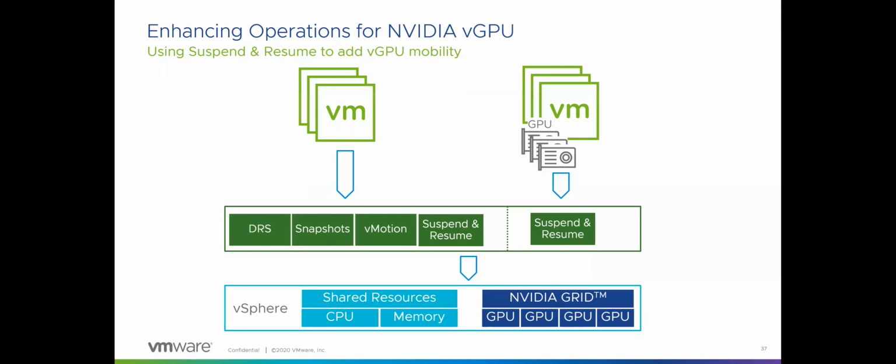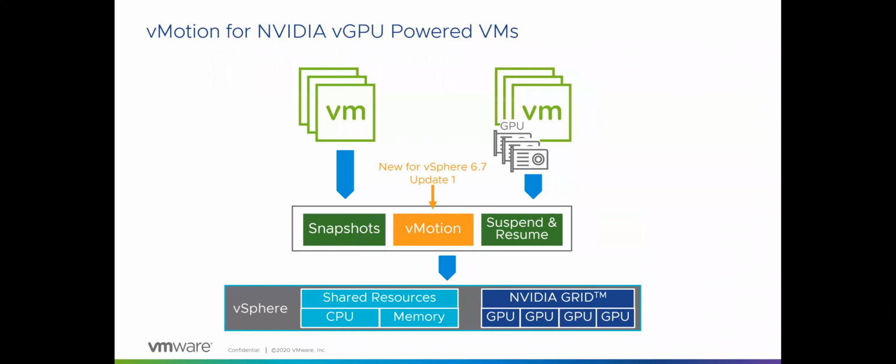One of the great things about Nvidia vGPU is that we already have some portability support, right? So in 6.7, we already supported suspend and resume. In 6.7 update 1, we added vMotion to that. So that is pretty cool, to just live migrate a virtual machine that is using GPU resources.